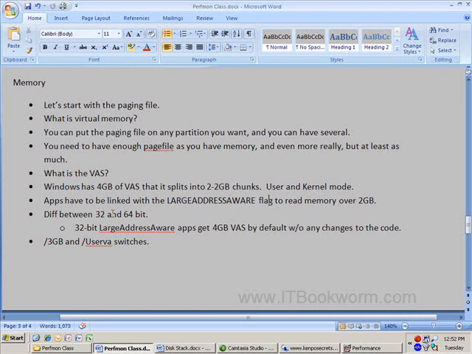And so that's why 64-bit is so popular, because you can run applications with tons of memory, and they don't have to be large address aware. They can just access that memory.